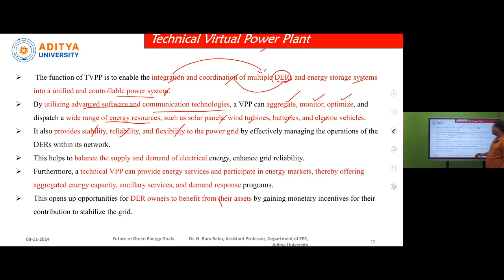And the next one is that it helps to maintain balance between the load and the supply. And this VPP also participates in energy markets, offering aggregated energy capacity, ancillary services, and demand response programs. Apart from that, the DER allows owners to benefit from their assets by gaining profits. This is about the technical virtual power plants.